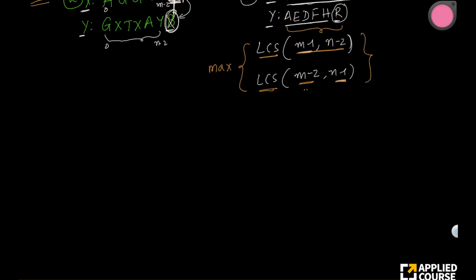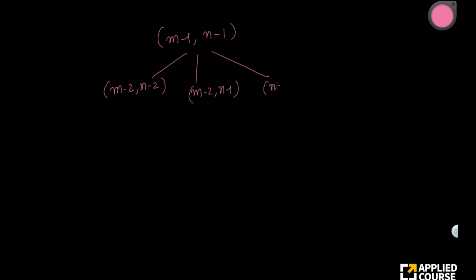Now, let's actually draw the recursion tree. If I have a problem of size M minus 1 and N minus 1, it can be solved in one of three ways. If the last two characters match, I'll solve with this. If the last two characters don't match, then I need to solve M minus 2, N minus 1 and M minus 1, N minus 2 and pick the max between both of them. So this is for the match. If they don't match, I have to find the max between both of these. To solve a problem, this is a recurrence relation where you have two variables, not one variable.